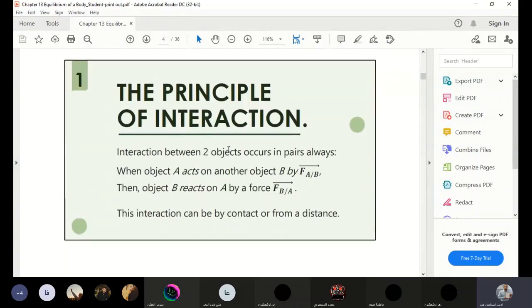The principle of interaction: the interaction between two objects occurs in pairs always. So in the principle of interaction, as we said, we have two objects acting by forces on each other. These two forces should have the same line of action, the same magnitude, but opposite directions for there to be interaction. This interaction can be by contact or from a distance.